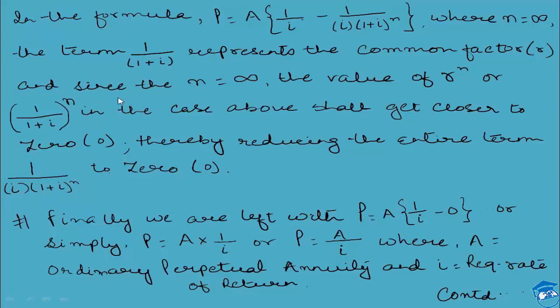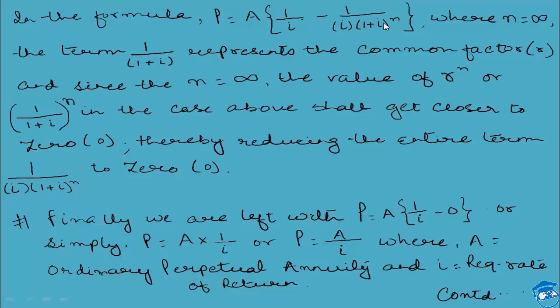And we know that since n moves towards infinity, whenever n moves towards infinity, the entire term r to the power n becomes closer to 0, or eventually it becomes 0. So it can be assumed that when n is moving towards infinity, the entire term, that is (1 upon (1 plus i)) to the power of n, takes the form of 0. Look at this very carefully, students.